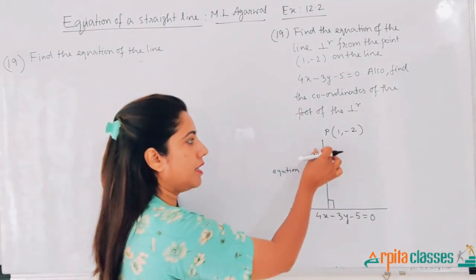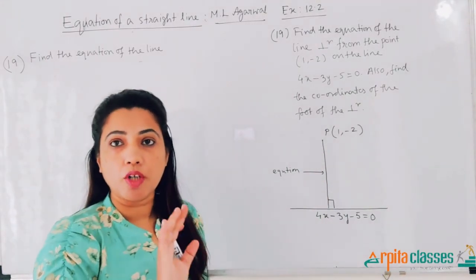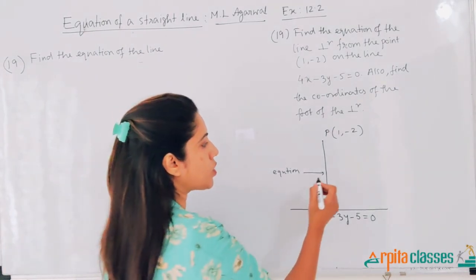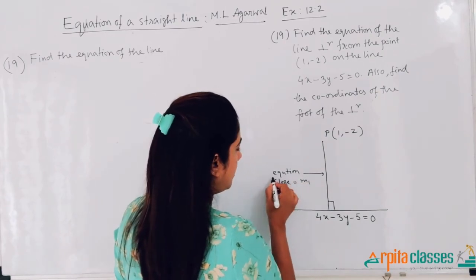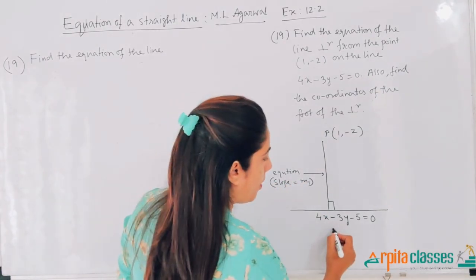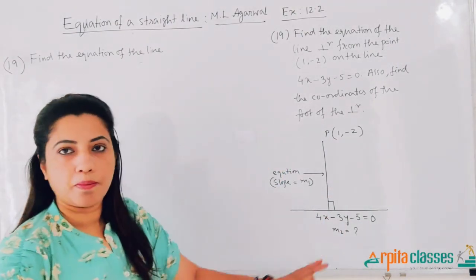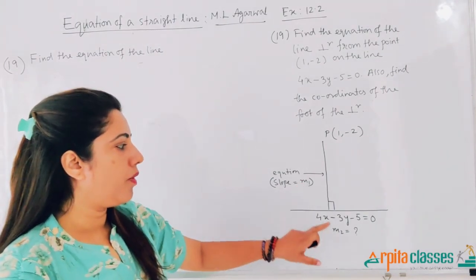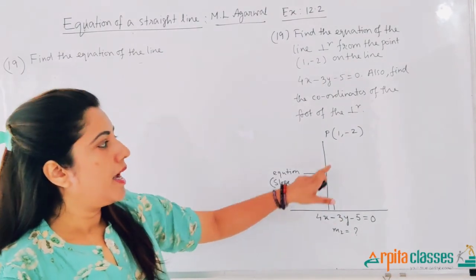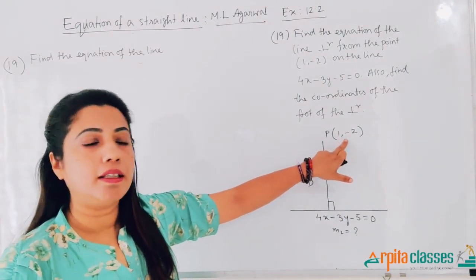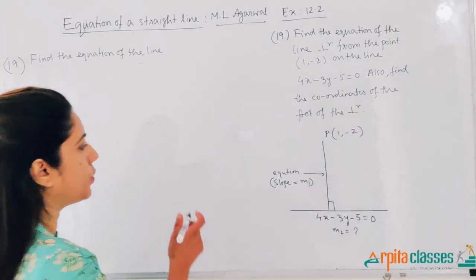The line which is perpendicular to this line, we know the product of the slopes will be -1. So let the slope of the required line be M1, and the slope of the given line be M2. We'll have to find out M2, then apply the criteria M1 times M2 is equal to -1. So we get the slope of this line, and the line passes through this point, so we can get the equation of the required line by the slope-point form. So let us do this.